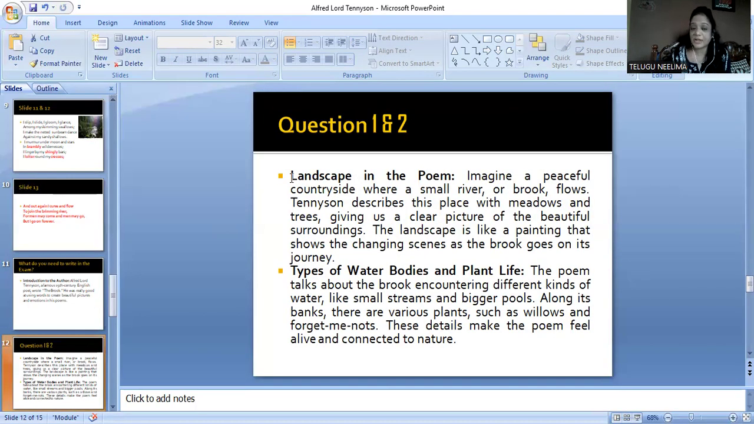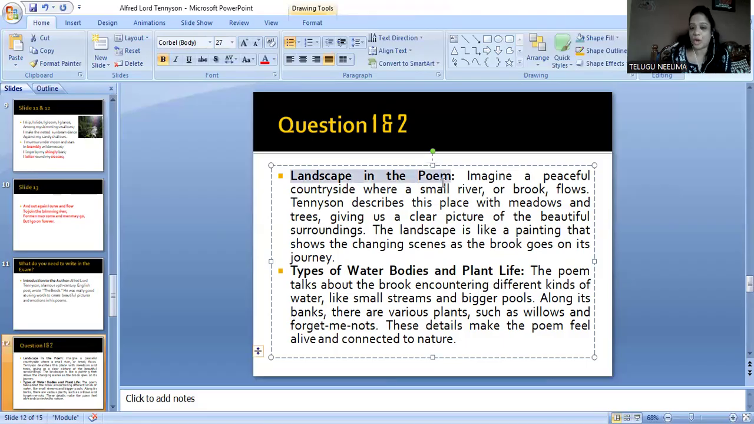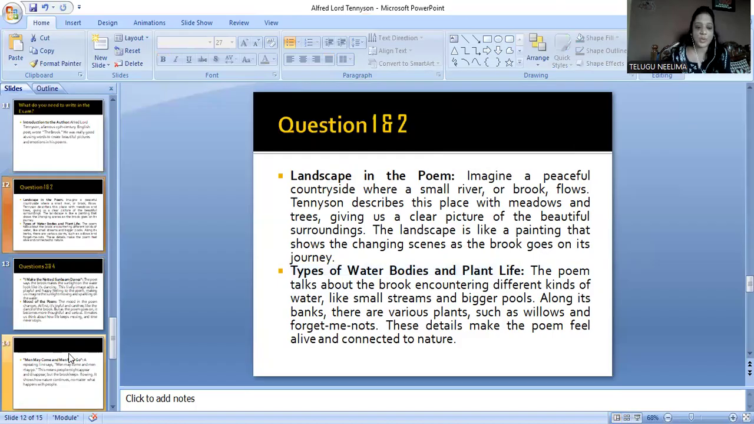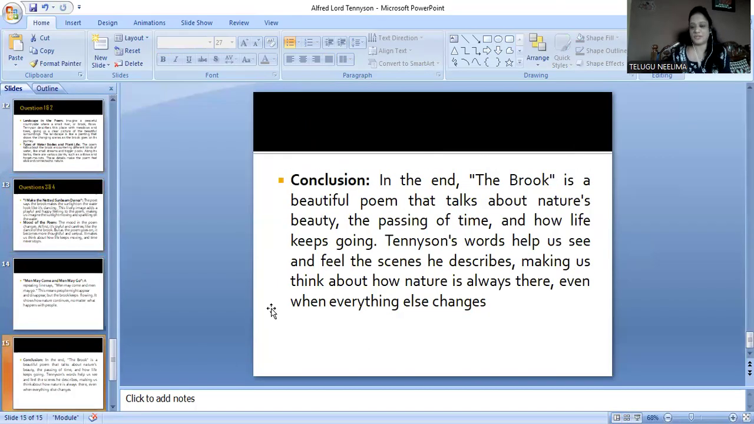The second thing that you have to do is answer to the point. For example, if the question is, what is the landscape mentioned in the poem? Just write this answer like this. Or if what is asked is the types of water bodies and plant life, you just write like this. And finally, you close your answer with a conclusion.